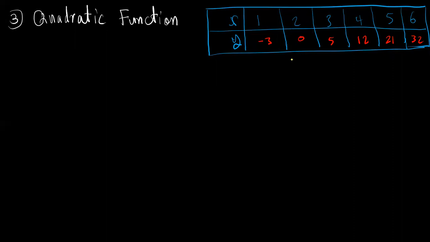0 minus -3, it will be 3. 5 minus 0, it will be 5. 12 minus 5, it will be 7. 21 minus 12, it will be 9. 32 minus 21, it will be 11. So this is the first difference.